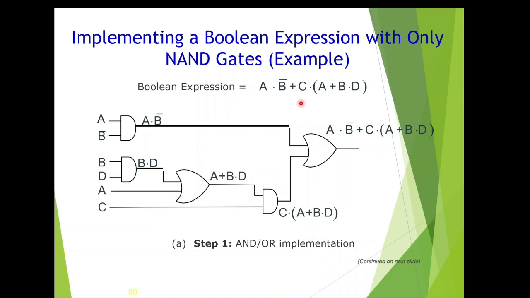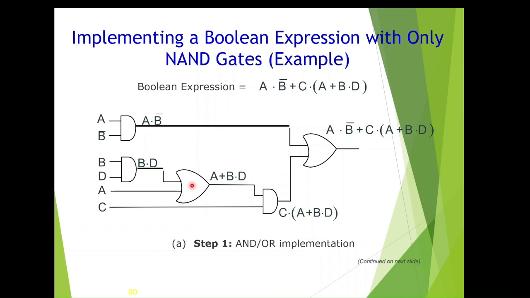Then again that should be multiplied with C, so another AND gate: C dot A plus B dot D. Then the total, this A dot B bar term and this term, must be added, so we need an OR gate. This is the first step. In the second step, all the gates have to be converted into NAND. So for the AND gate, we have to add a bubble on the output side. We have to complement on the output side. So if I put a bubble on the AND gate, then it becomes a NAND.